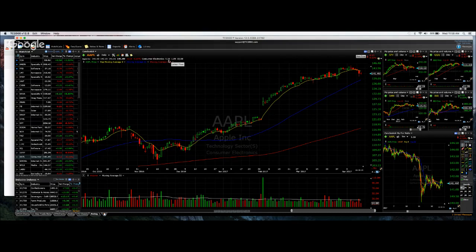So I want to know the float size. I generally am trading low float stocks. That's under 100 million, and we can see here Apple is 5 billion. So I still will trade Apple because it is kind of volatile here, but generally I'm focused on lower float, and that will give me those numbers right away.